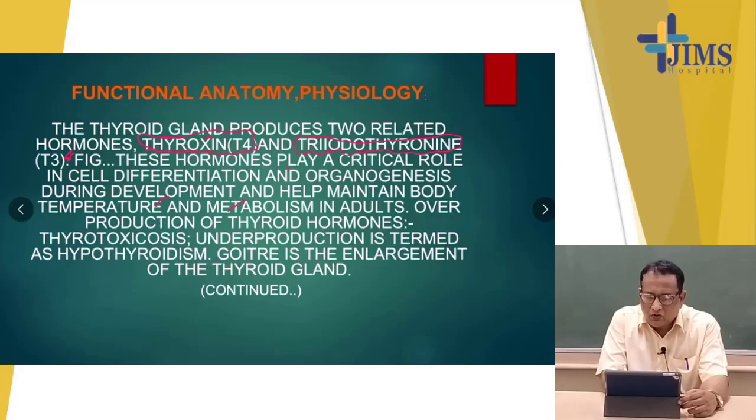Overproduction of thyroid hormones is called thyrotoxicosis, and underproduction of the thyroid hormones is termed hypothyroidism. Today's subject is hypothyroidism. When the thyroid gland is enlarged, we call it goiter. Goiter is the enlargement of the thyroid gland.